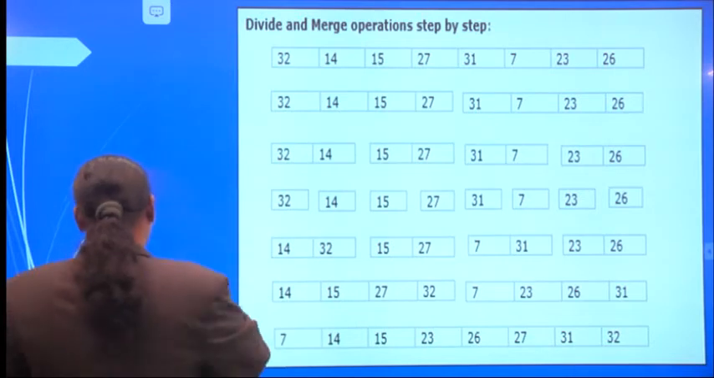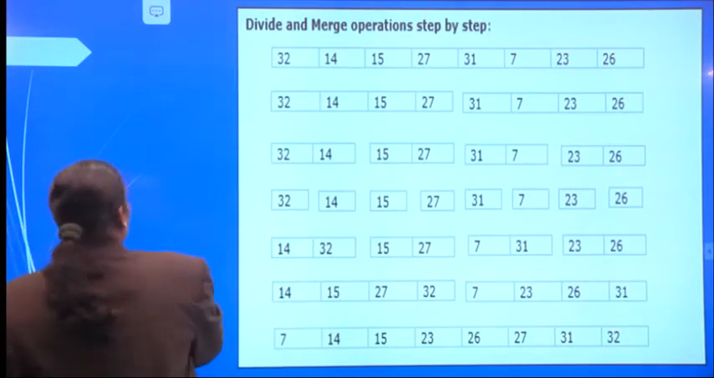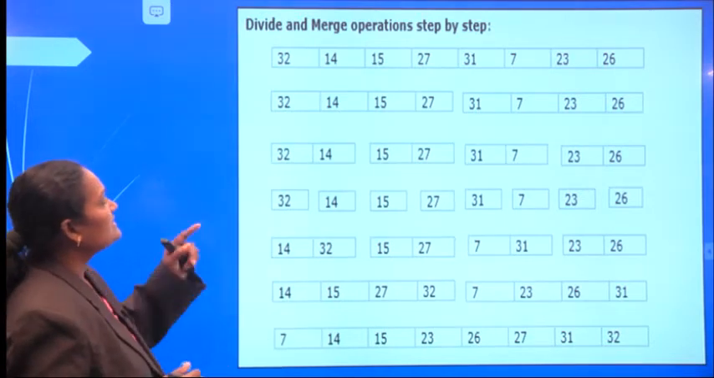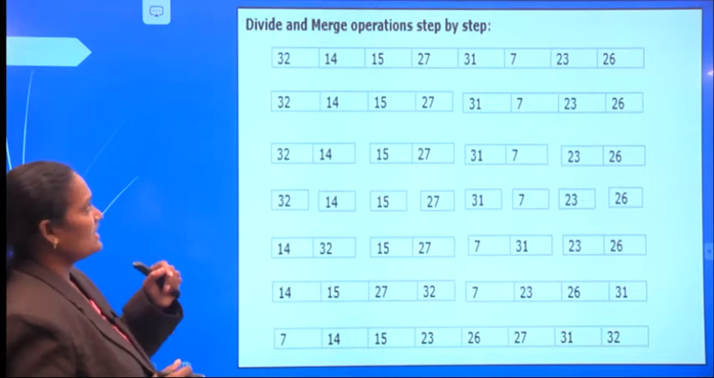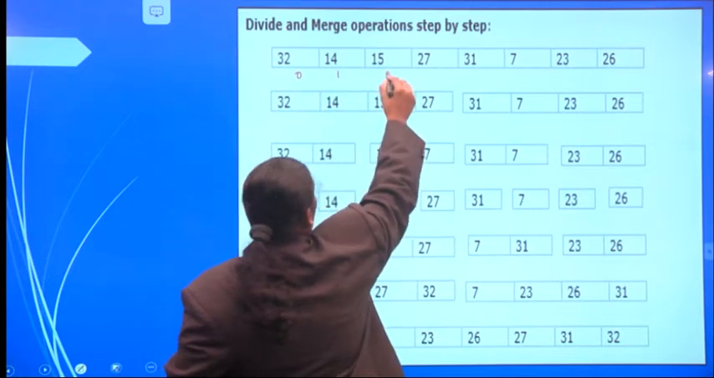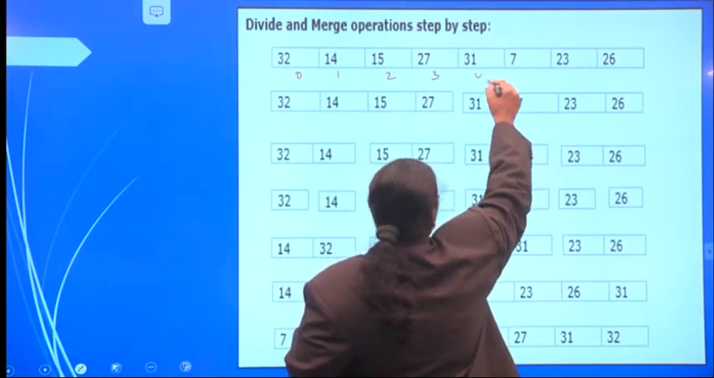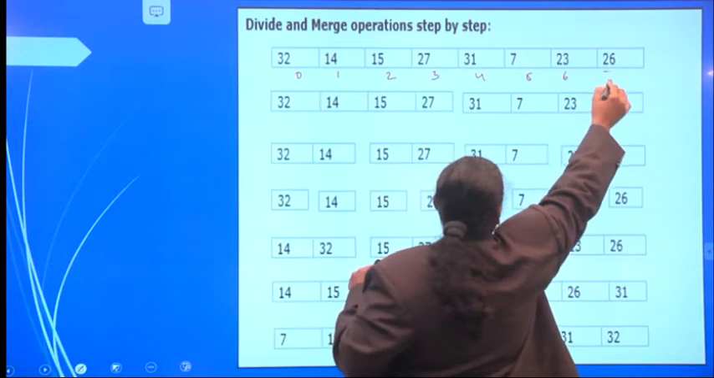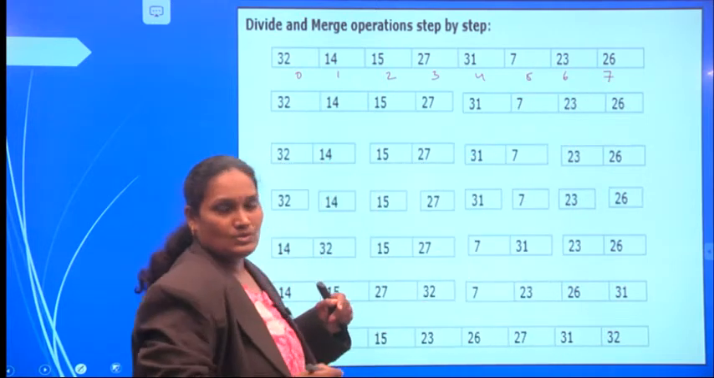Now let us see the given problem to explain merge sort clearly. Here I considered 8 elements present in the given array. The index values of these 8 elements are represented from 0 to 7.